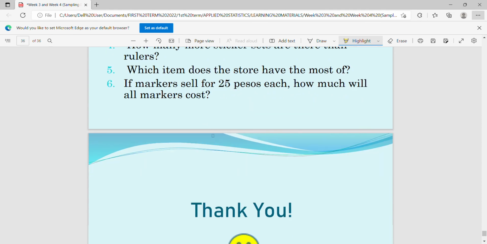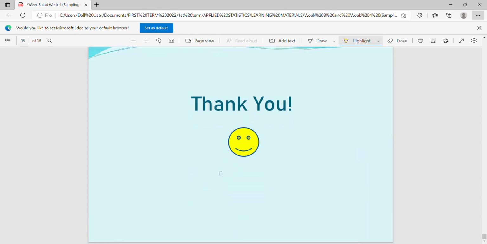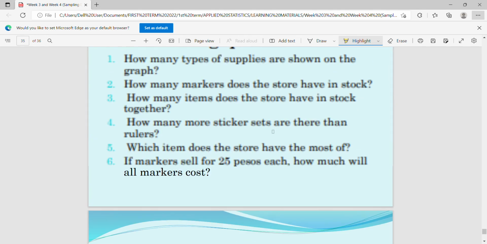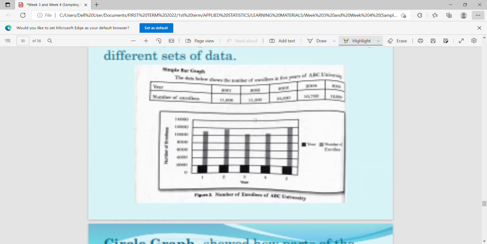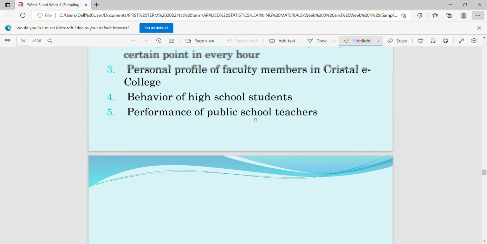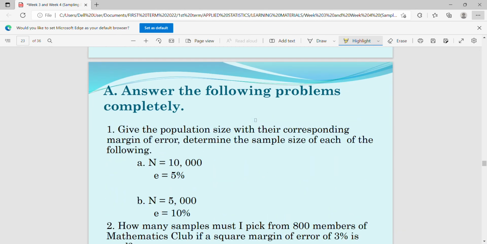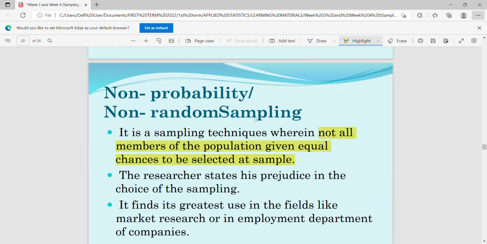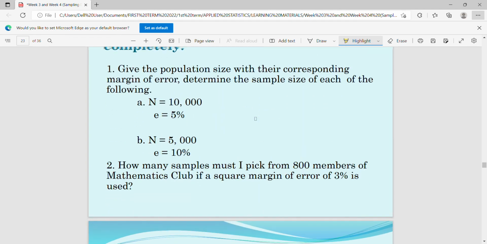So that is all about our topics. For the activity in the first topic, you have to answer that in our Google Classroom. I will post this in the Google Classroom, and please attach your answer there.